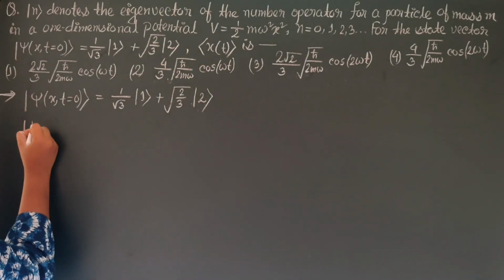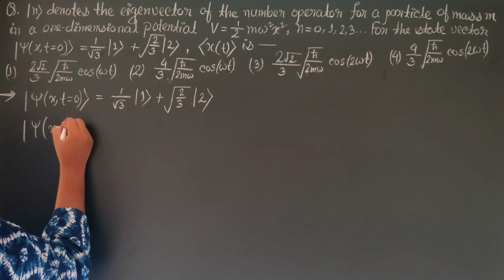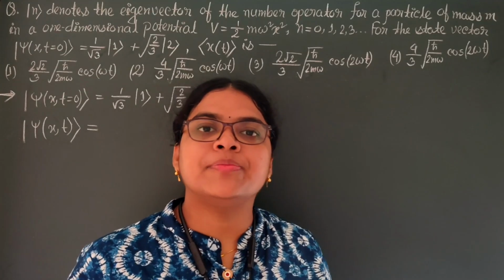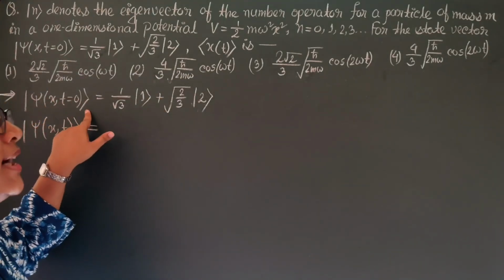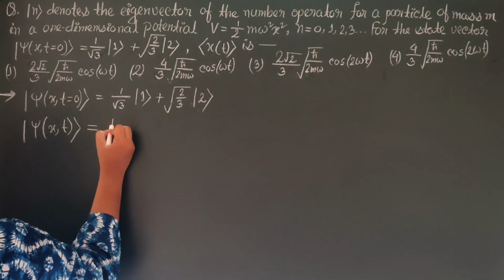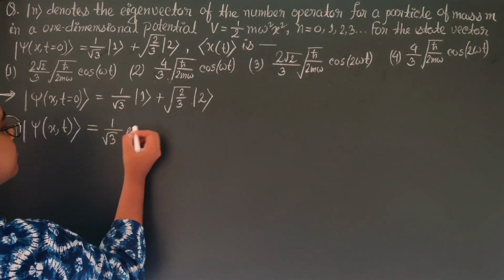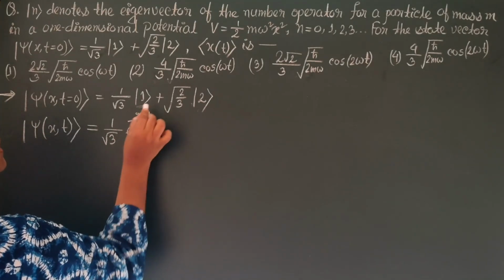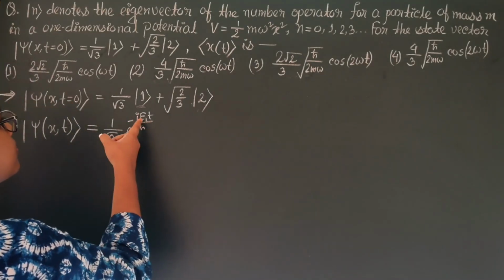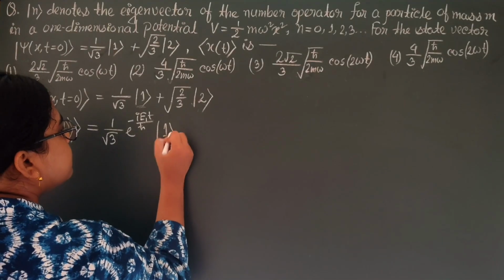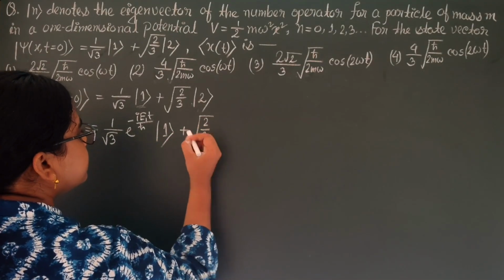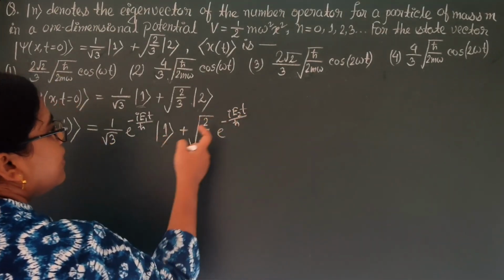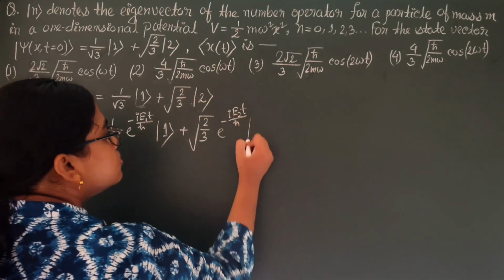So at first we have to calculate psi(x) at t. We have to apply the time evolution operator on psi at t equals 0. So what will this be? 1 by root 3 e to the power minus i E1 t by h cut, as this is the state 1, so energy E1 for this state, and root 2 by 3 e to the power minus i E2 t by h cut, E2 for the state 2.